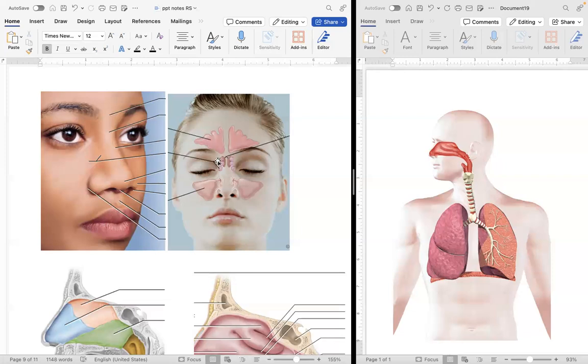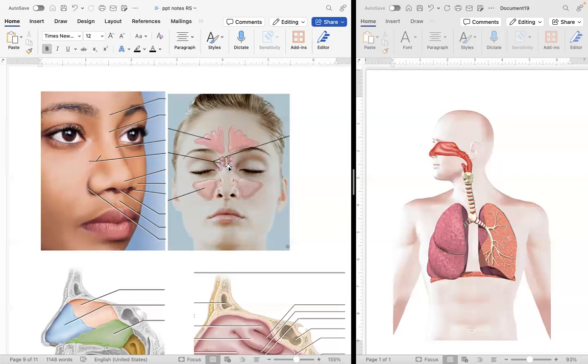Then the next are these smaller ones that look like a marshmallow, called the ethmoid sinuses, and they are located right between the eyes. They consist of small air cells and help with warming and humidifying the air. Then we have the deeper ones that look like beans, and they are called the sphenoid sinuses.